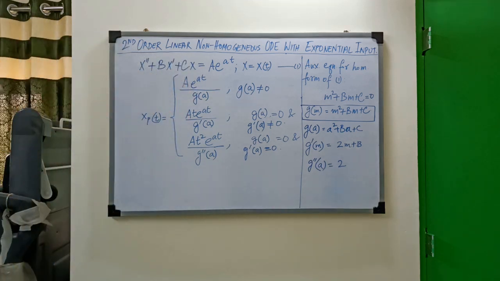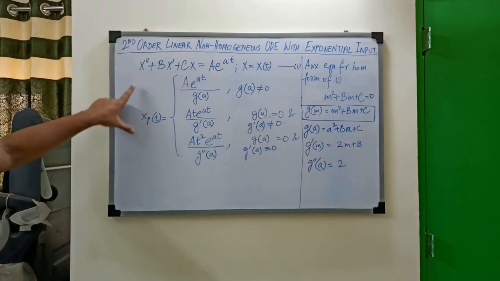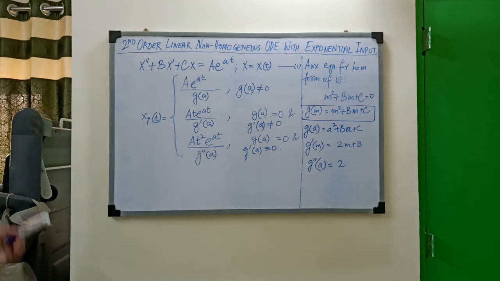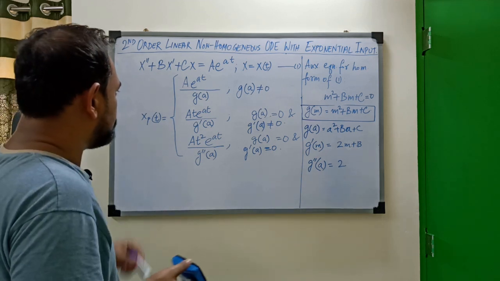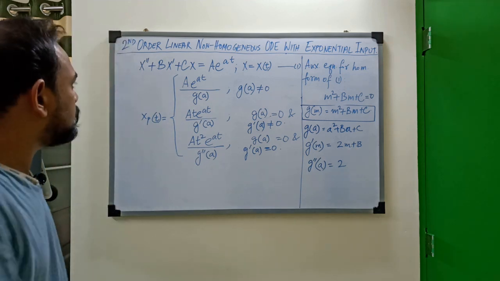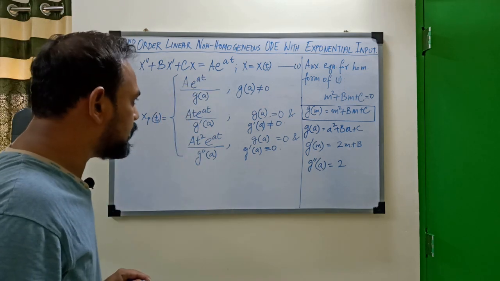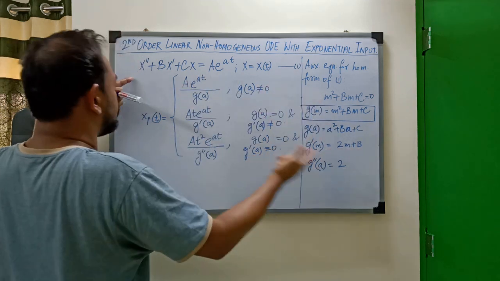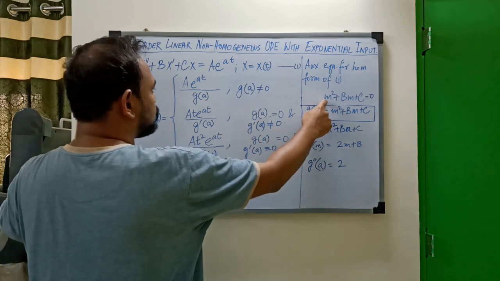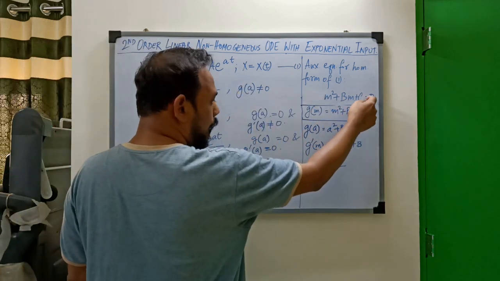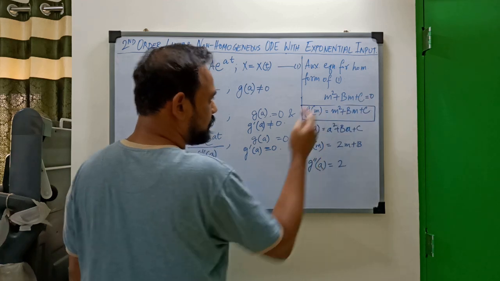So I think that's a much more concise and better way to bring all these different cases together. The moment you have an exponential input on the right hand side, you look for the auxiliary equation, which is really just replacing x double prime by m squared, x prime by 1m, and x by 1, so c into 1 here.